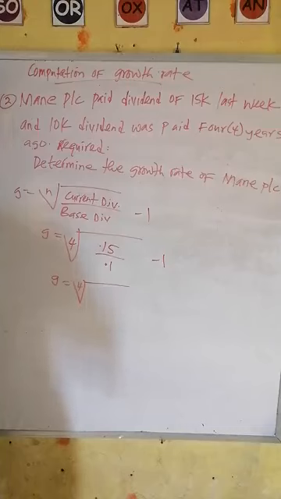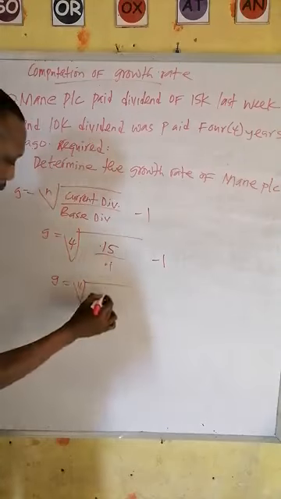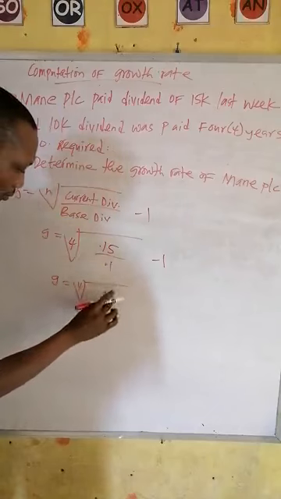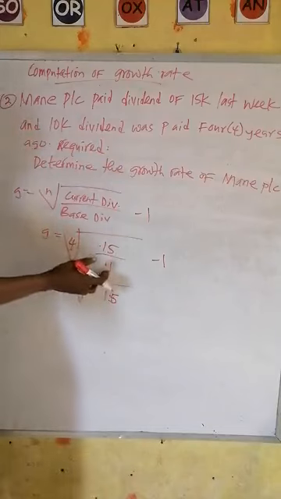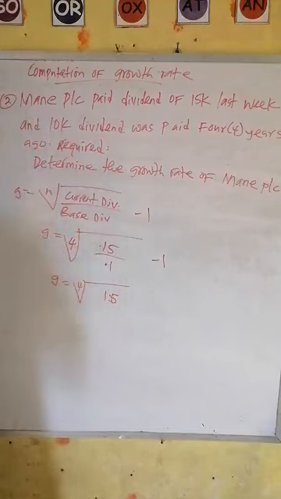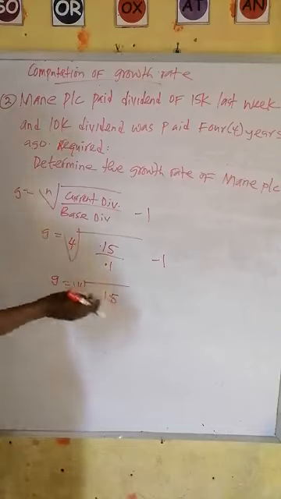Okay, so we still have what? 0.15. Okay, 0.15 divided by 0.1. We have 1.5. That's what we are going to have. So what is now the fourth root of 1.5?